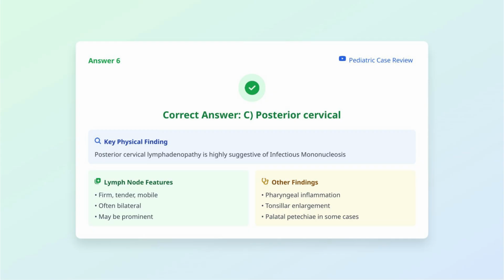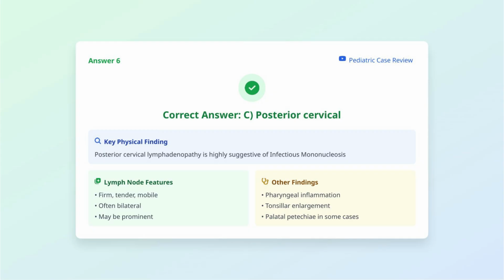The correct answer is C, posterior cervical. Posterior cervical lymphadenopathy is highly suggestive of infectious mononucleosis and is a key physical finding that helps distinguish it from other conditions. The lymph nodes are typically firm, tender, mobile, and often bilateral. They may be quite prominent in some cases.